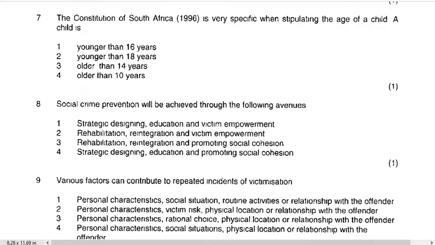Question 7. The Constitution of South Africa is very specific when stipulating the age of a child. A child is, the answer is 2, younger than 18 years. This is found on page 47 of our study guide. Question 8. Social crime prevention will be achieved through the following avenues. The answer is 4, which is found on page 107. Strategic designing, education, and promoting social cohesion.